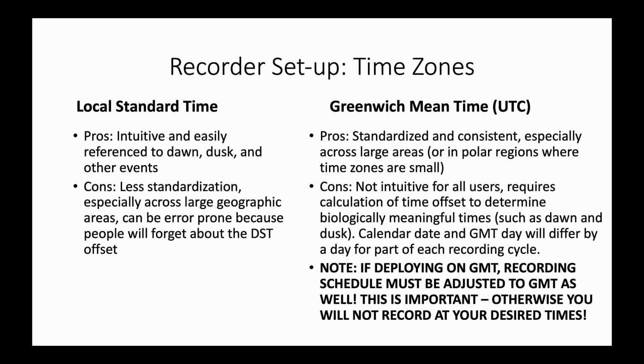Greenwich Mean Time, or UTC, has the advantage of being standardized and consistent, especially across large areas or in polar regions where time zones are small. The con of this approach is that it's not necessarily intuitive for all users, and it requires calculation of a time offset to determine biologically meaningful time. So for example, sunrise might occur at 0300 Greenwich Mean Time, and there are times each day when the calendar date and the Greenwich Mean Time day will differ, because Greenwich Mean Time will move into a new day differently than whatever local time zone you're on.